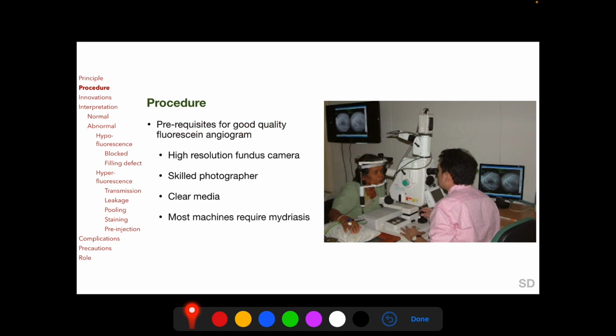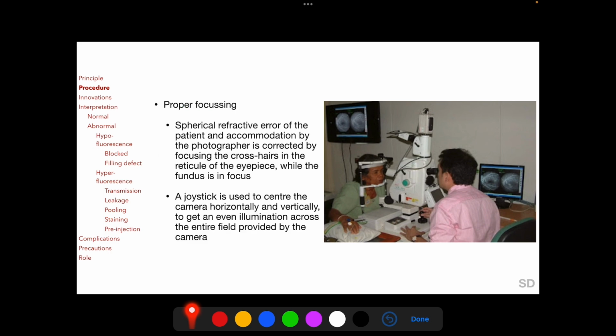Prerequisites for a good quality fluorescein angiogram include a high resolution fundus camera, a skilled photographer, clear media in the patient's eye, mydriasis which most machines require, proper focusing with the help of crosshairs in the reticule of the eyepiece of the equipment, and a joystick which is used to center the camera horizontally and vertically to get an even illumination across the entire field provided by the camera.